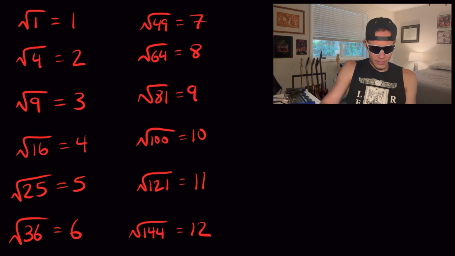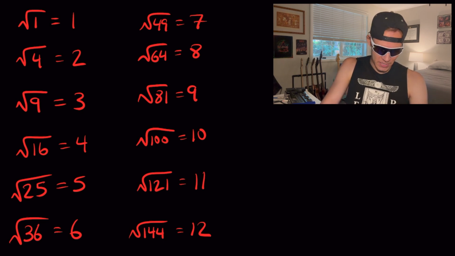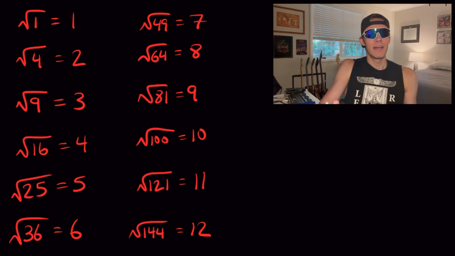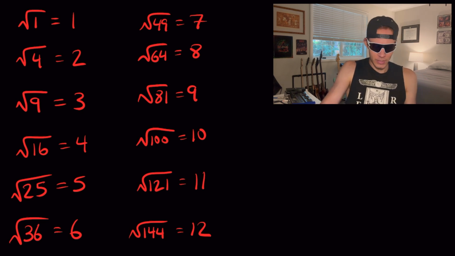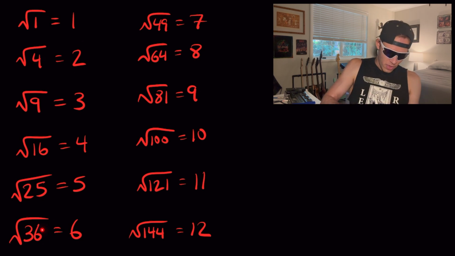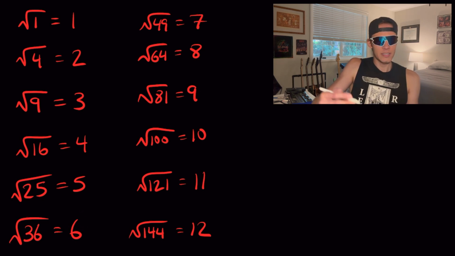So here I've got a list of all of the perfect square numbers that we talked about in the previous video. And again, I made it sound really important that you should know those, because those are your nice, easily square-rootable numbers, if you want to call it that. So the square root of 1 is 1 because 1 times 1 is 1. The square root of 4 is 2 because 2 times 2 is 4. The square root of 36 is 6 because 6 times 6 is 36. So you can kind of see the pattern here.